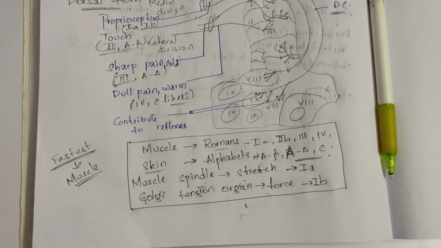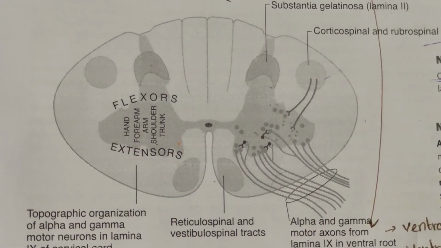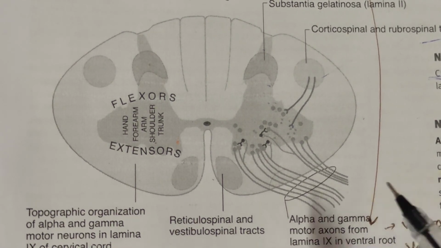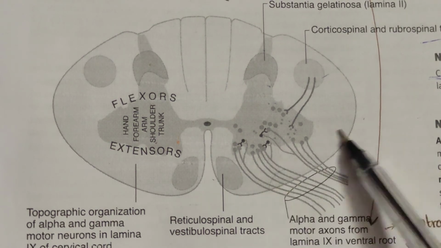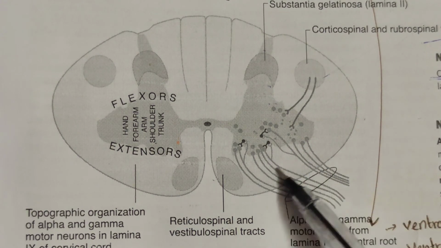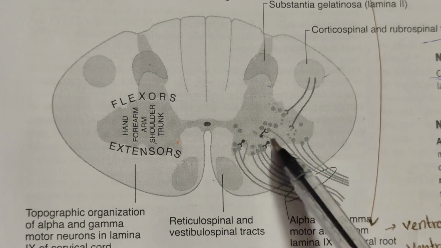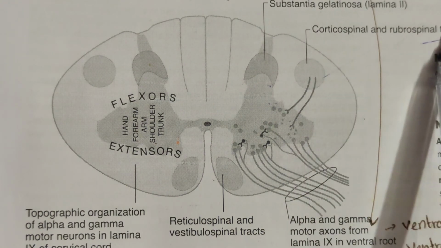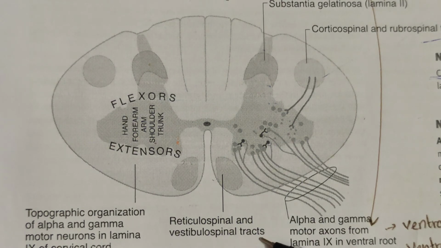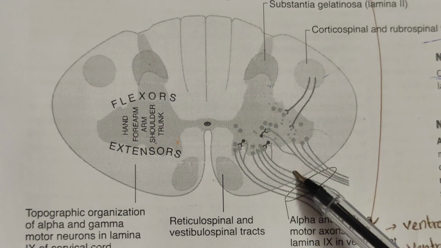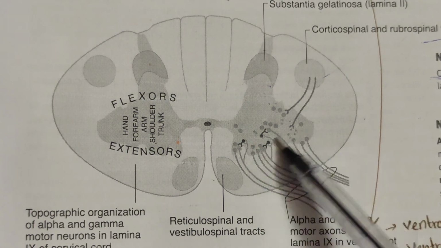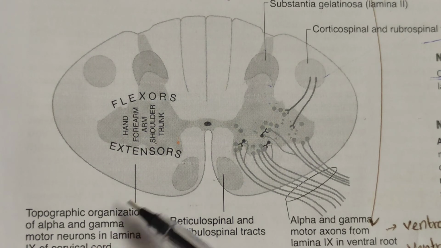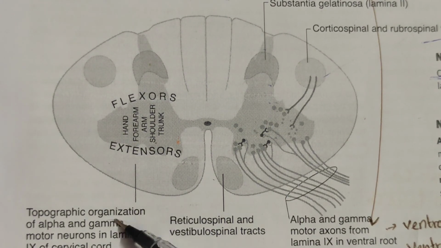And next is the ventral horn. Coming to the ventral horn, we know that this is completely motor. We can see here that the motor cells are alpha and gamma motor neurons, whose axons are present in the ventral root, and the cell bodies are here. The tracts involved are corticospinal, rubrospinal, reticulospinal, and vestibulospinal. These alpha and gamma motor cell bodies are present in lamina 9 of the cervical cord.